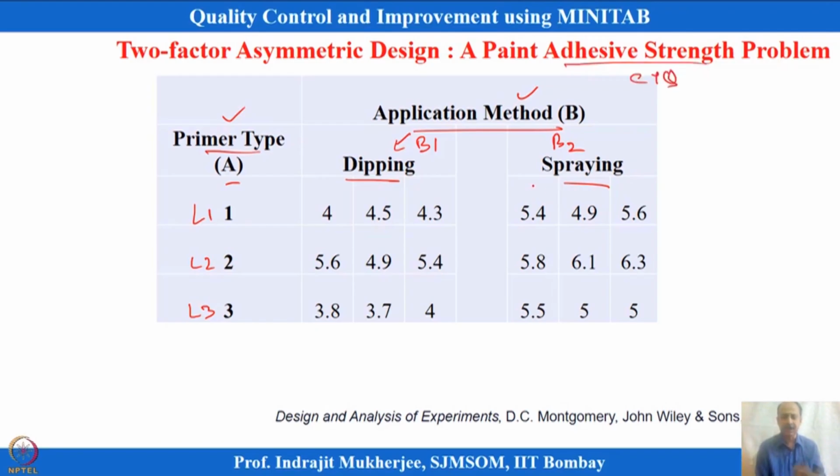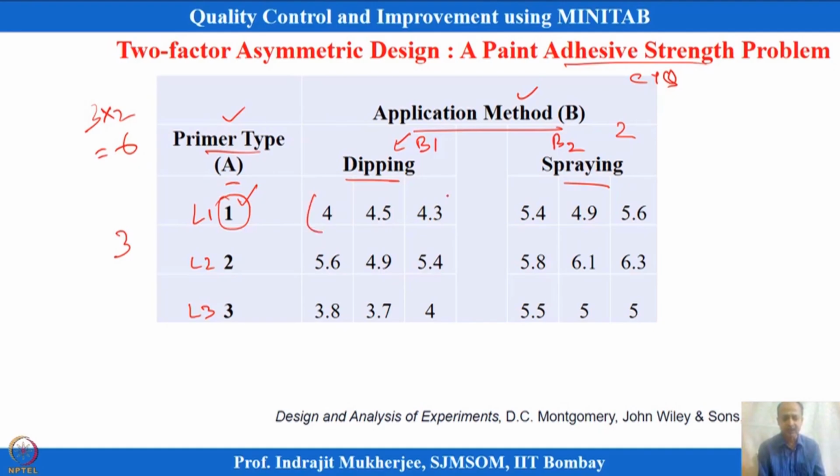So, the experiment was conducted this way. Let us assume primer type is fixed at level 1. Primer type has 3 levels and application method has 2 levels. So, if I have to explore all possible combinations, 3 into 2, 6 combinations are possible. So, this is A1 with B1, A1 with B2, A2 with B1, A2 with B2, and so on. There will be 6 combinations, and these are the 6 combinations that you see.